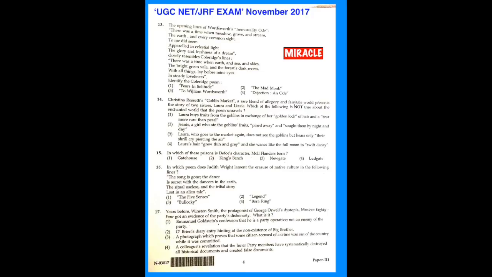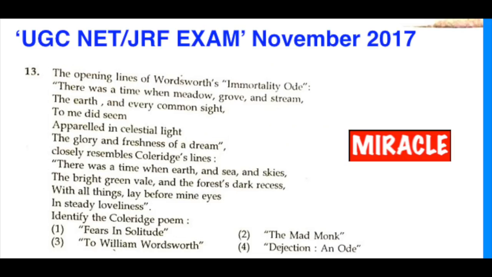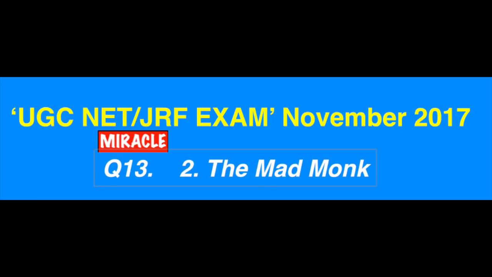Question number 13. The opening lines of Wordsworth's Immortality Ode: There was a time when meadow, grove, and stream, the earth and every common sight, to me did seem, apparelled in celestial light, the glory and freshness of a dream, closely resemble Coleridge's lines: There was a time when earth and sea and skies, the bright green vale and the forest's dark recess, with all things lay before mine eyes in steady loveliness. Identify the Coleridge poem. So the answer is the second, The Mad Monk.